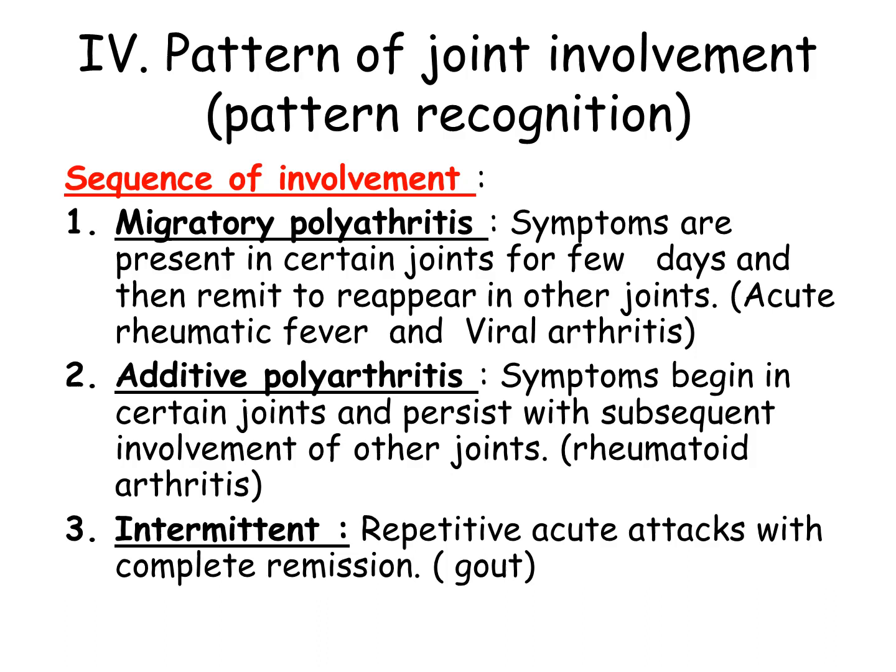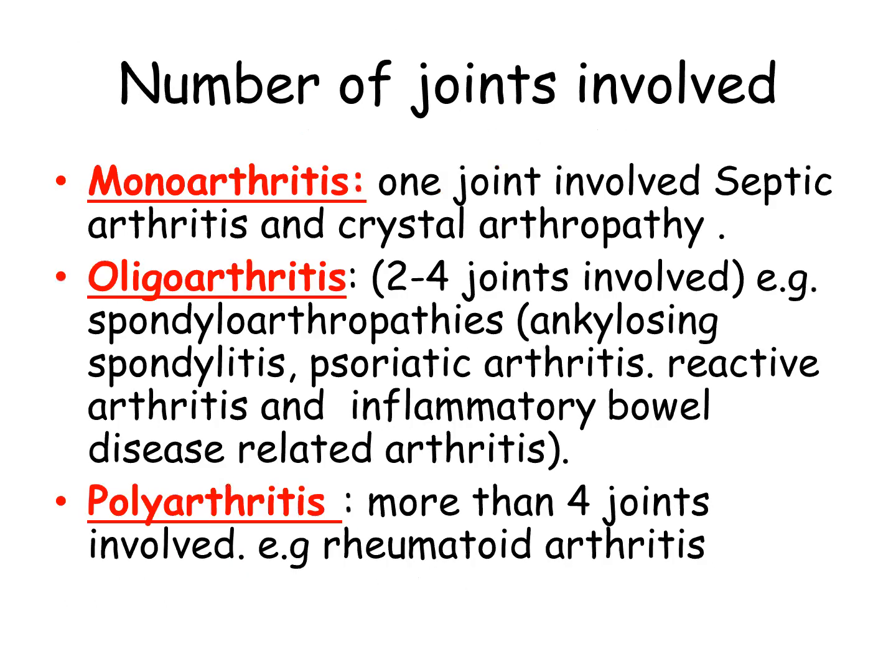Then after some months or after some trauma or a triggering factor, the joint became swollen again. So that would be an intermittent, and they are repetitive acute attacks with complete remission in between, which is typical of gout. तो हमने pattern of joint involvement में हमने कहा था sequence क्या है. Then what is the number of joints involved? So monoarthritis, we देखें ना, acute monoarthritis, we are going to think about septic arthritis and crystal arthropathy. Oligoarthritis is 2 to 4 joints.